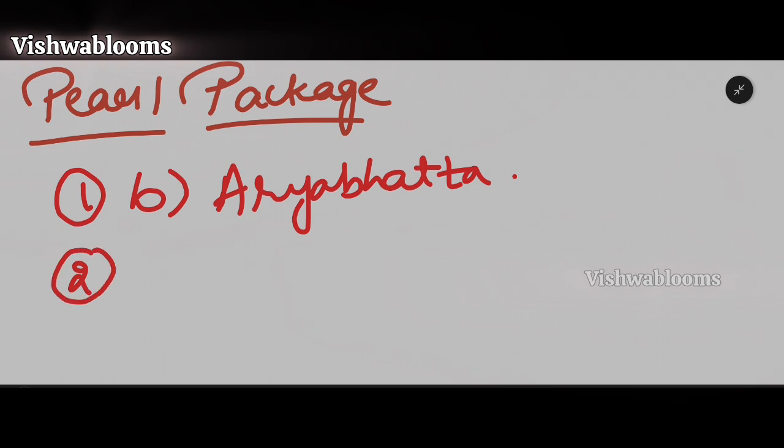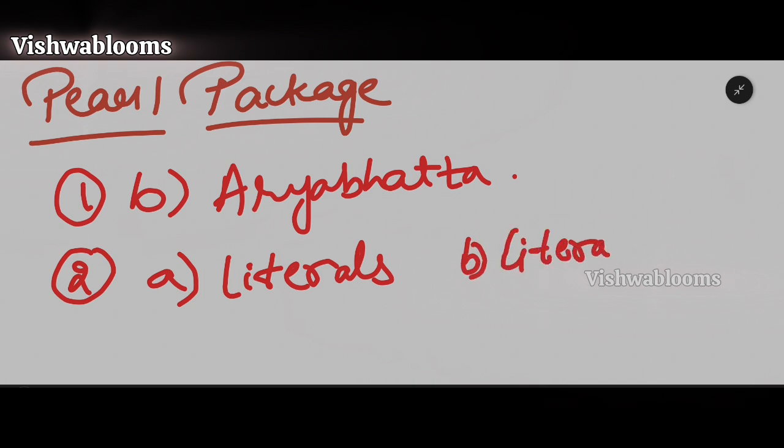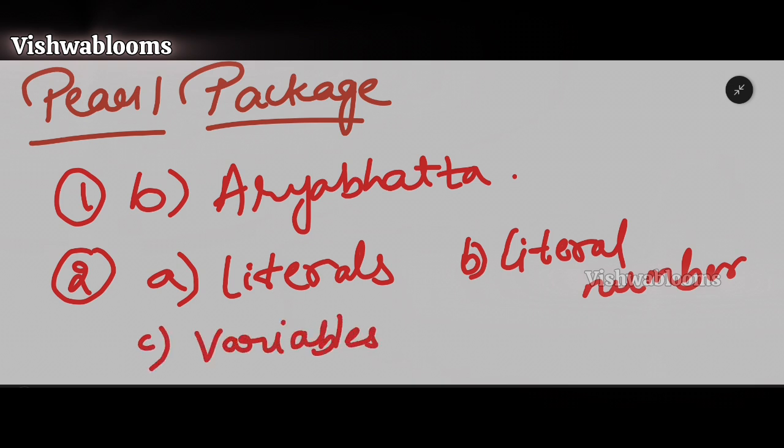Now second question, the letters or alphabet used to represent unknown numbers in the formula are called as. So there are three options. So option A is literals, option B literal number, option C is variables, and option D is all of these. So it is option D, all of these. Okay. The unknown numbers can be called as literal numbers or literals or variables as well, right?